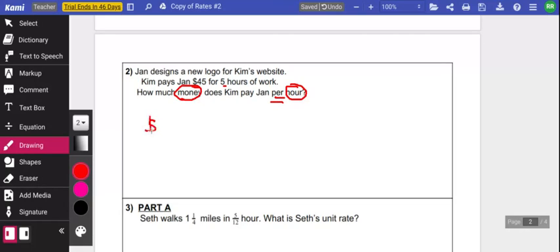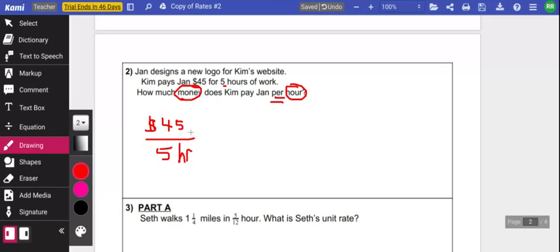So she pays $45 per or for 5 hours. So $45 per 5 hours. That was the rate in the problem. So I wrote the rate. And now I want how much does Kim pay Jan per hour or per 1 hour.